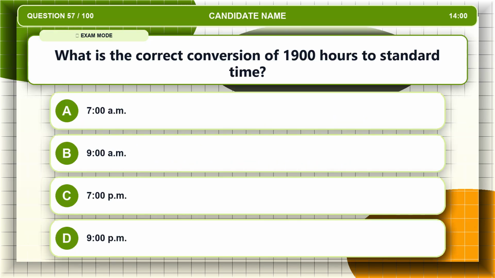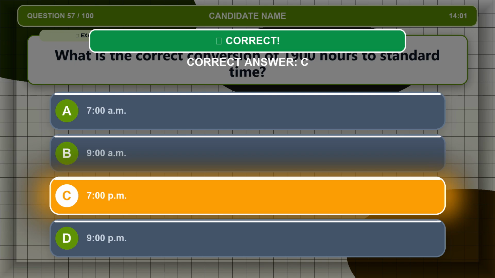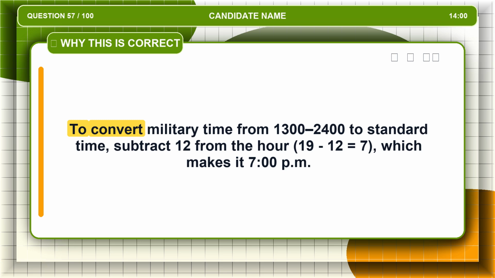Question 57. What is the correct conversion of 1900 hours to standard time? Option A, 7 a.m. Option B, 9 a.m. Option C, 7 p.m. Option D, 9 p.m. The correct answer is option C, 7 p.m. To convert military time from 1300 to 2400 to standard time, subtract 12 from the hour. 19 minus 12 equals 7, which makes it 7 p.m.